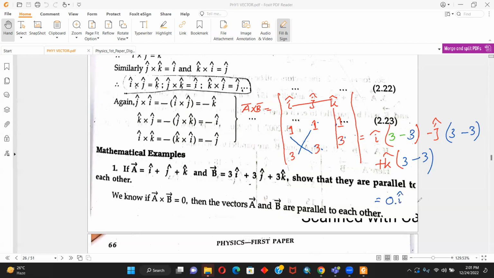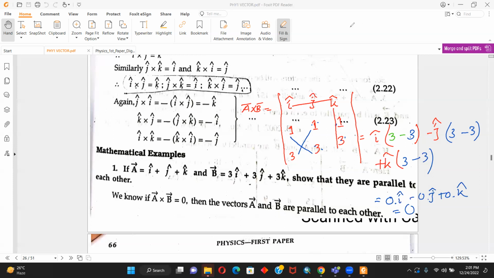So eventually I will get 0i minus 0j plus 0k. That means it equals 0. Is it clear? Yes.